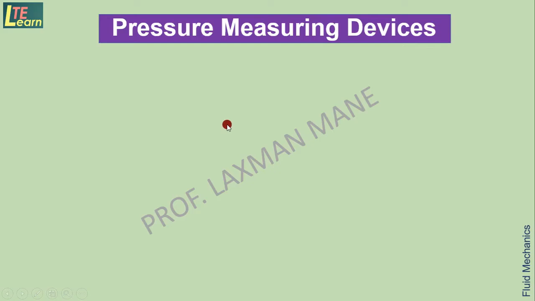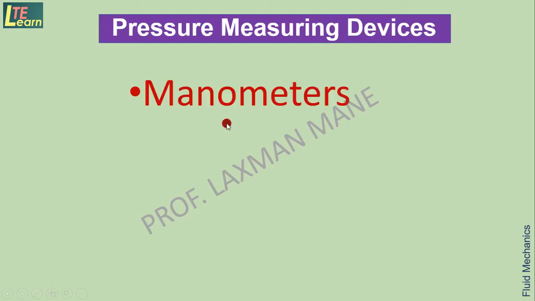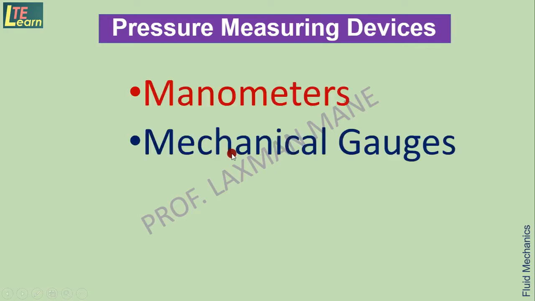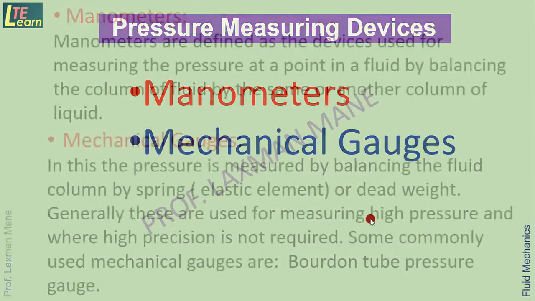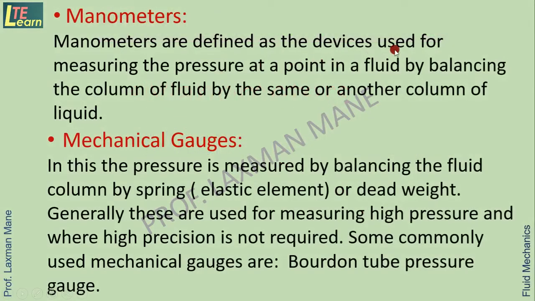Pressure measuring devices. So basically there are two types, manometers and mechanical gauges. Manometers are the devices in which pressure at a point in a fluid is measured by balancing the column of a fluid. And mechanical gauges are the instruments in which pressure is measured by balancing the fluid column by using elastic element, that is a spring or dead weight.